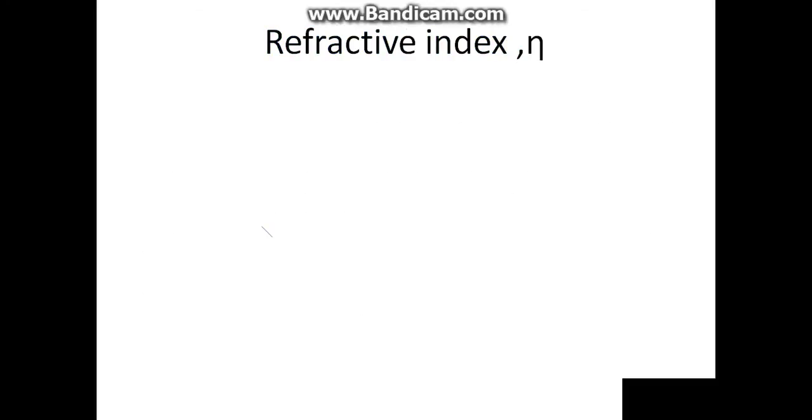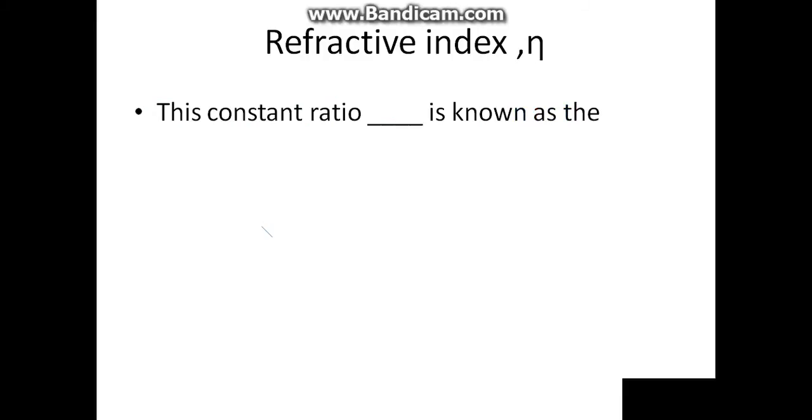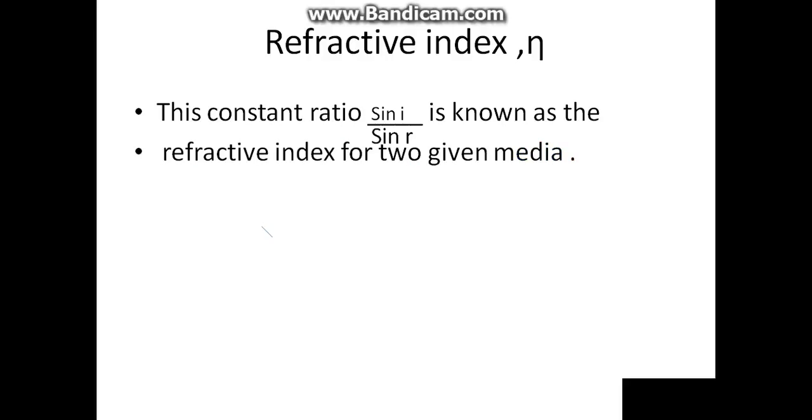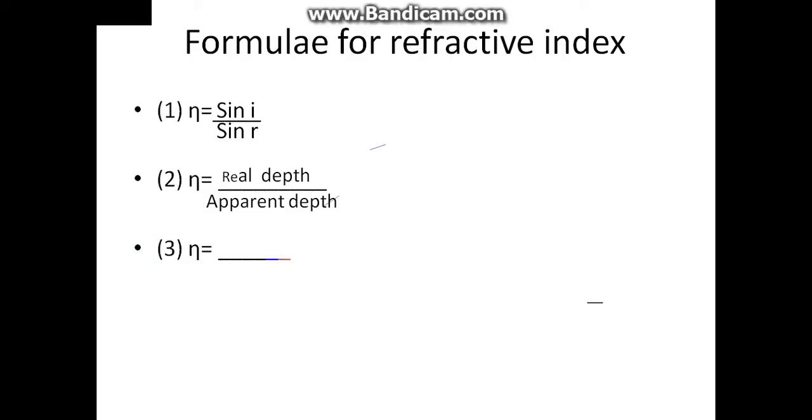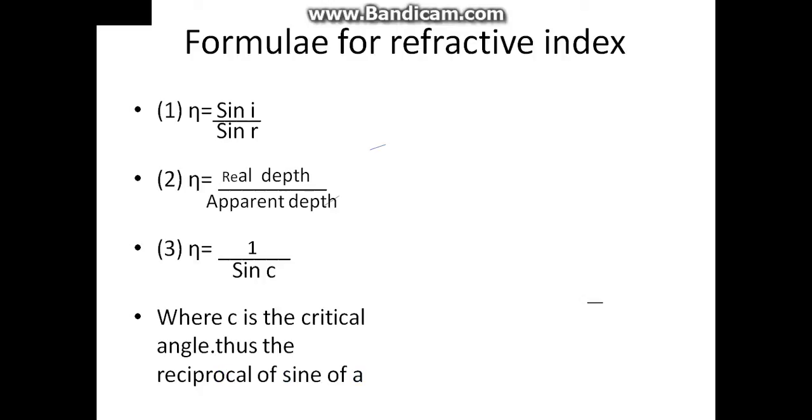Refractive index, n. This constant ratio, sine i over sine r, is known as the refractive index for two given media. Formulas for refractive index n. 1. n is equal to sine i, incidence, over sine r, refraction. 2. Refractive index n is equal to real depth over apparent depth. 3. Refractive index n is equal to 1 over sine C, where C is the critical angle, thus the reciprocal of sine C.